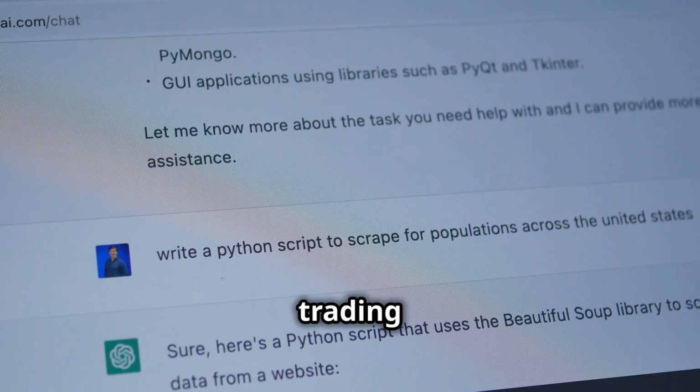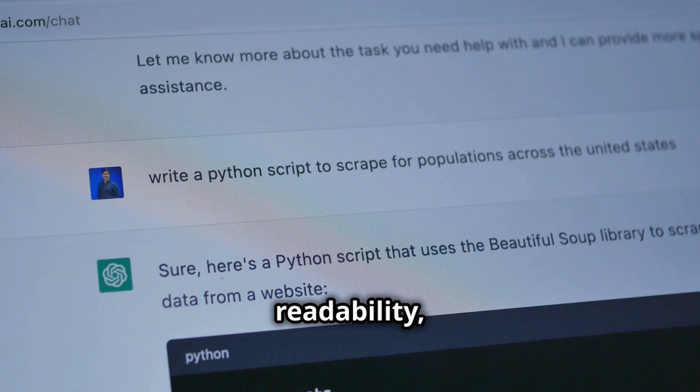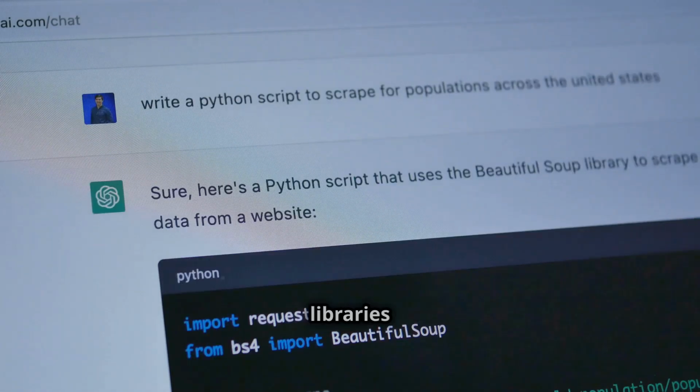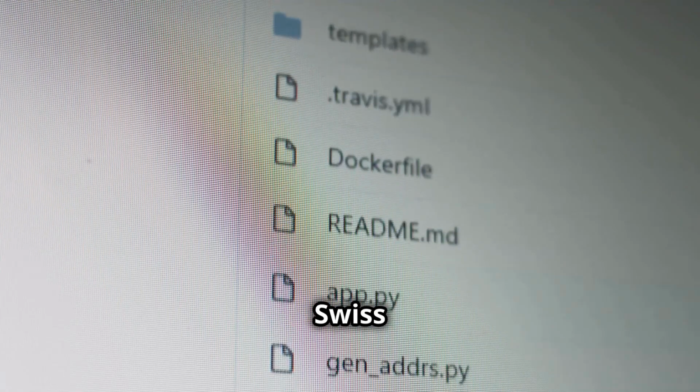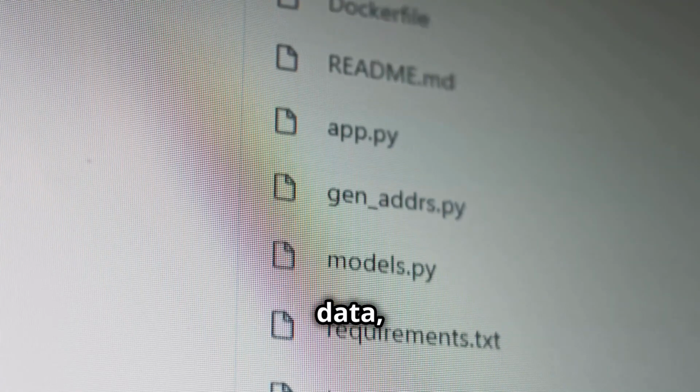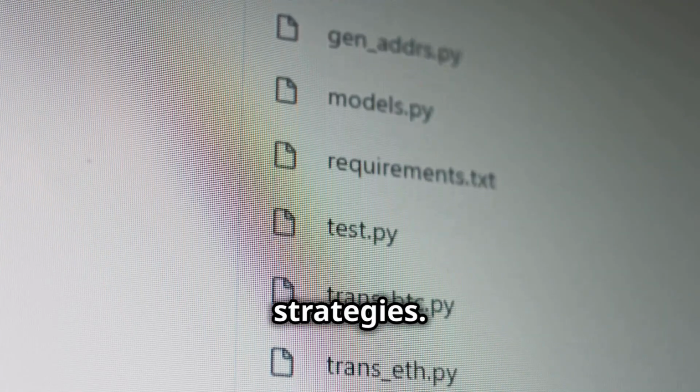Python's popularity in the trading world stems from its versatility, readability, and a vast ecosystem of libraries specifically designed for financial analysis. It's like having a Swiss Army knife for tackling market data, crunching numbers, and automating trading strategies.